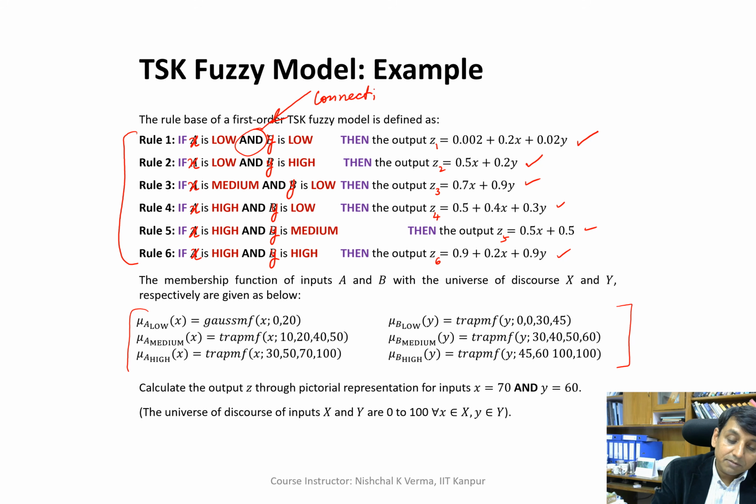So if we have this kind of problem, in the previous one we saw that we had OR as the connective. Here we have AND. So obviously we are going to take the composition as min. So let's proceed with this.